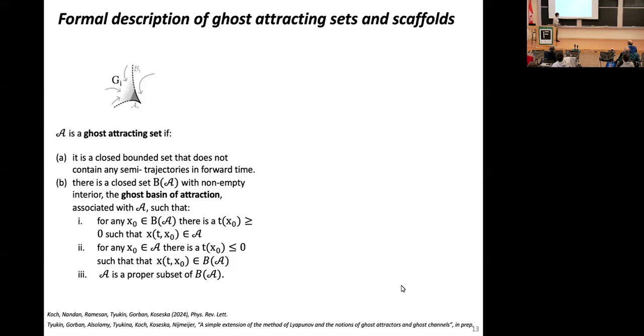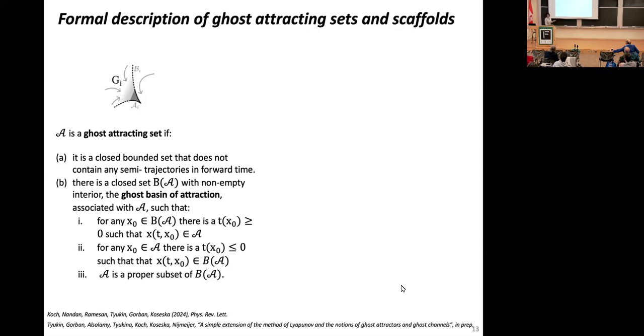Considering that we have found that cells use these ghost sets for having a memory and also basic forms of learning, we went on to more formally define these ghost sets. The definition is very similar to what Ulrike has shown you before: we have a ghost attracting set if it's a closed bounded set that does not contain any semi-trajectories forward in time. You can define a basin of attraction of this ghost attracting set where the trajectories enter, spend some time, and then potentially leave.